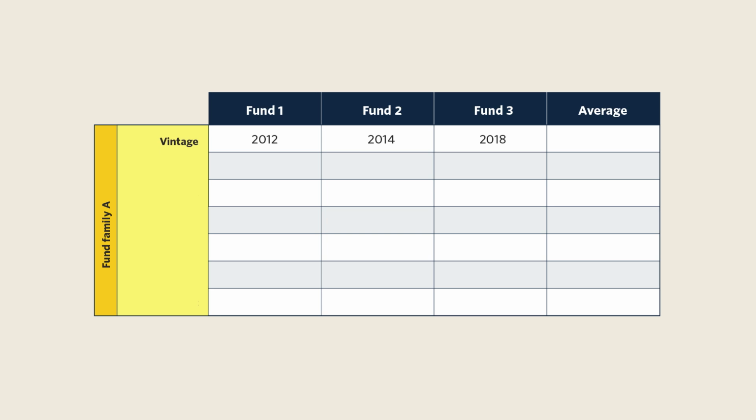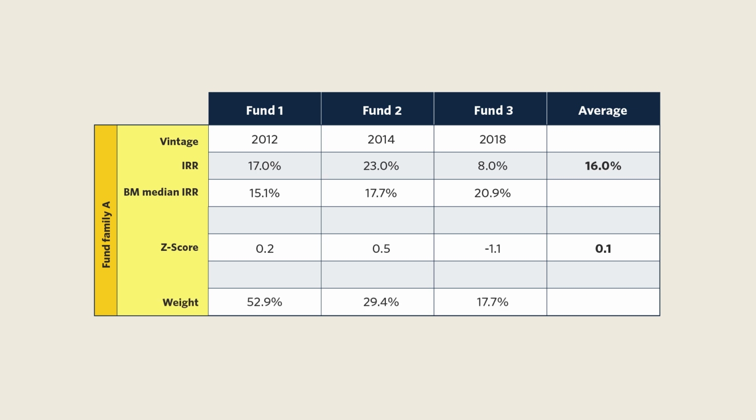Next, we calculate each fund's excess IRR, comparing it to the median of its peer group. We then apply a modified z-score, which adjusts for dispersion, while minimizing distortion from extreme outliers. From there, a weight is assigned to each fund. The weight is determined based on how old the fund is, how much capital has been returned to investors, and how far the IRR deviates from the benchmark.